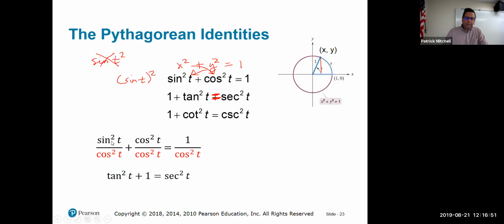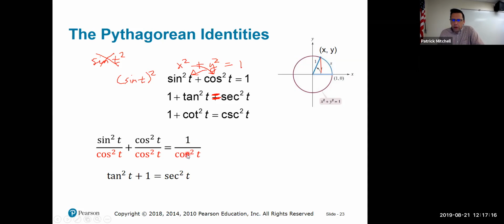And then if you think back to the quotient and reciprocal identities that we just got through talking about, sine t divided by cosine t is tangent t, which means sine squared t divided by cosine squared t is tangent squared t. Of course, anything divided by itself is 1.